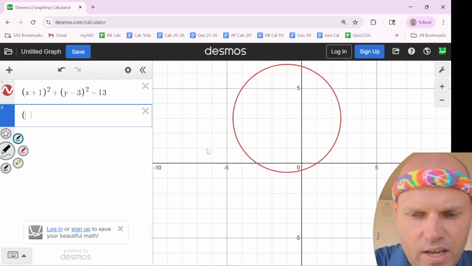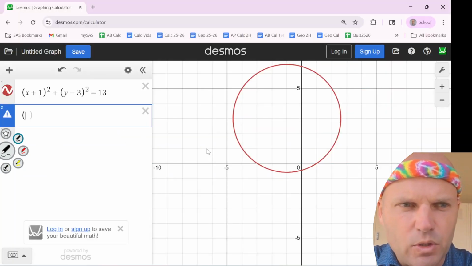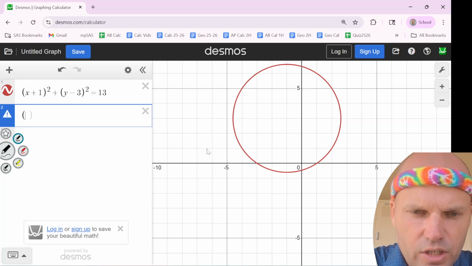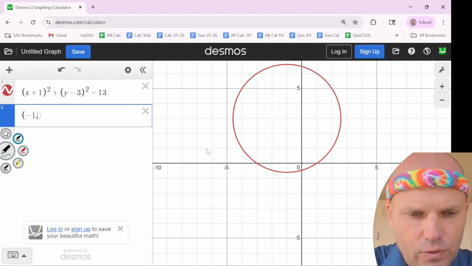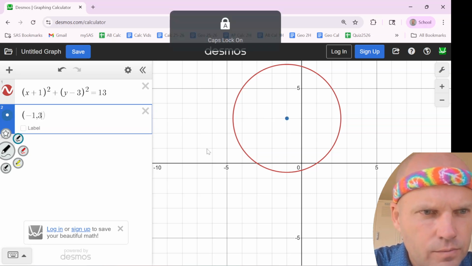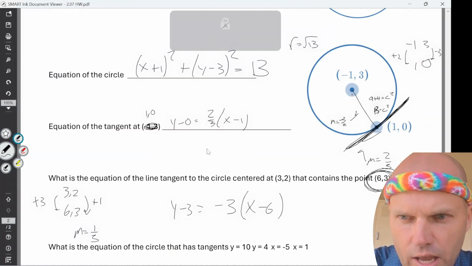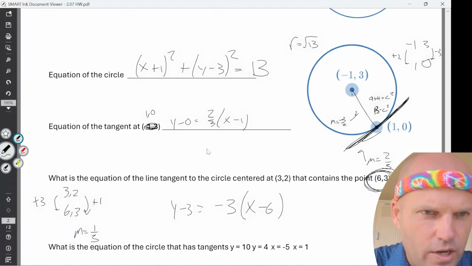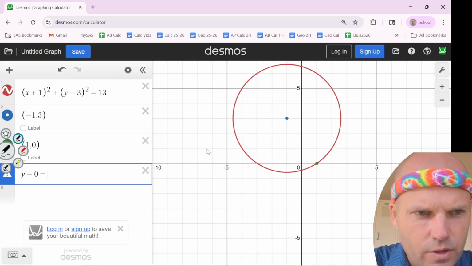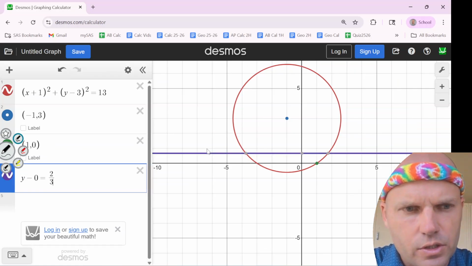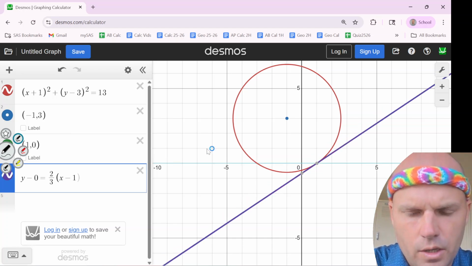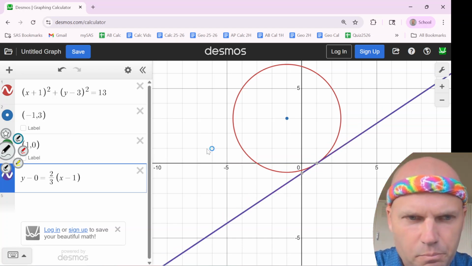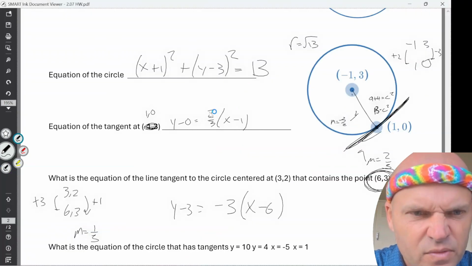So the equation (x + 1)² + (y − 3)² = 13 should have a center at (−1, 3). Okay, that works. It should have the point (1, 0). That works. And the equation y − 0 = (2/3)(x − 1) should be tangent. And it's beautiful that you could see your work.